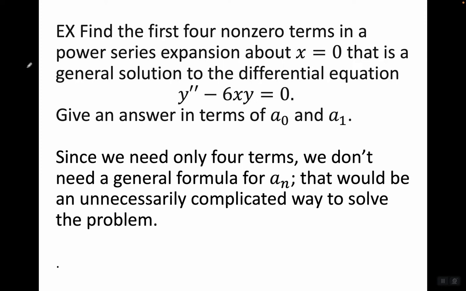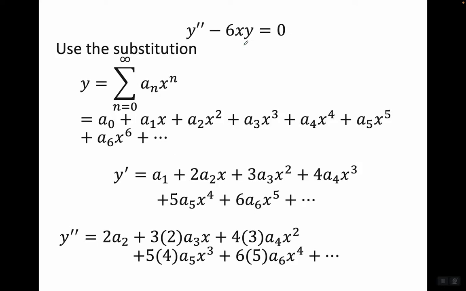Since we need only the first four non-zero terms, we don't need a general formula for a sub n. That would be an unnecessarily complicated way to solve the problem. And in fact, there are some textbooks that advocate you do that. Well, don't. Waste of time.